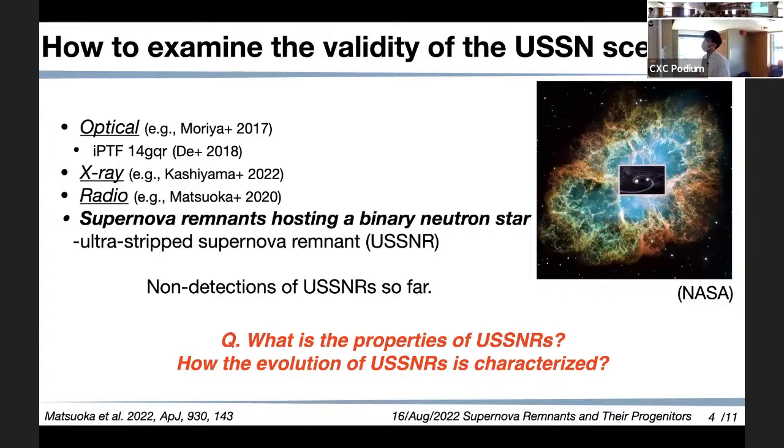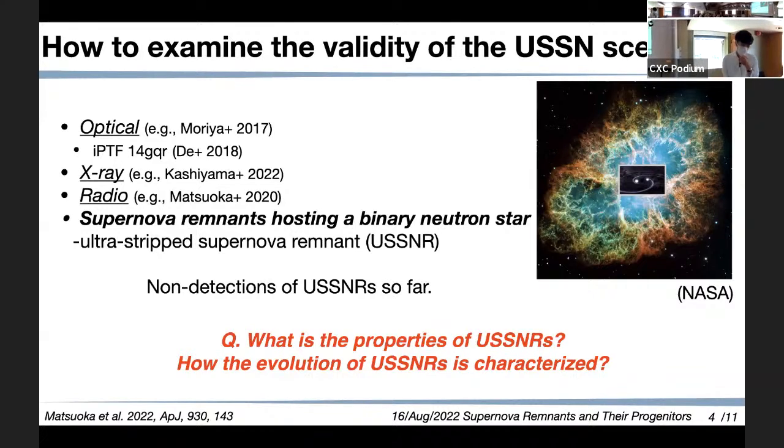Recently, observational examination of the validity of the USSN scenario has been conducted. For example, optical radiation from this explosion has been predicted by some studies, and thanks to such models, a candidate for a USSN has been discovered, which is called iPTF14gqr. In addition, the radiation in X-ray and radio wavelengths has also been investigated.